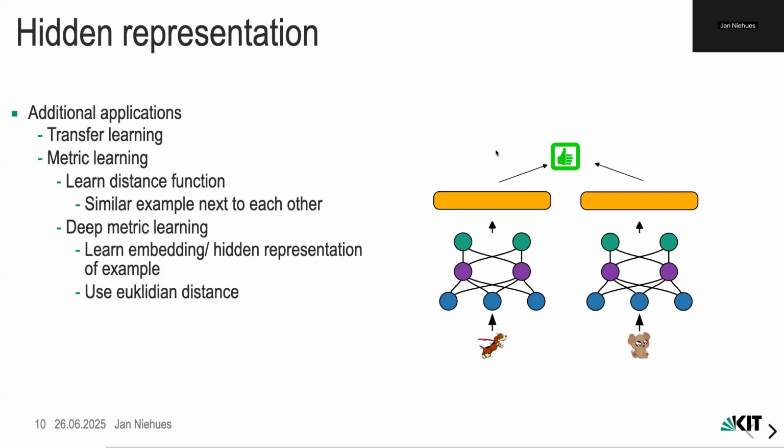We're not looking directly at the pixels, because two dogs can have very different pixels in the image. But if we first do a lot of processing, where this hidden representation somehow represents that this is a dog and what color the dog is and so on, then this metric should work a lot better.